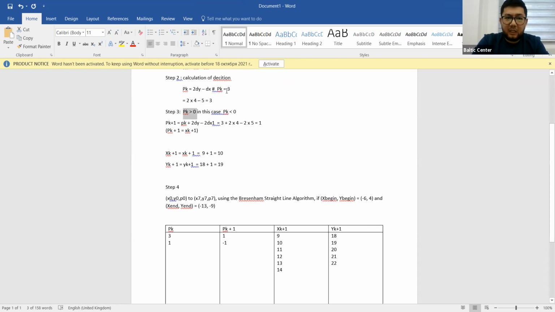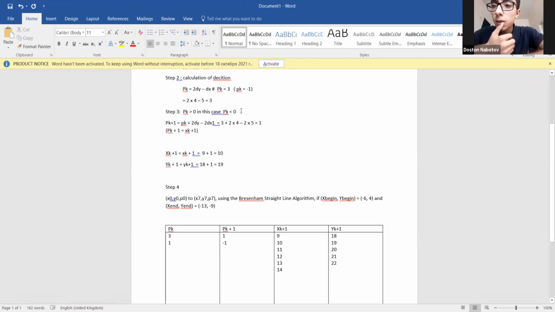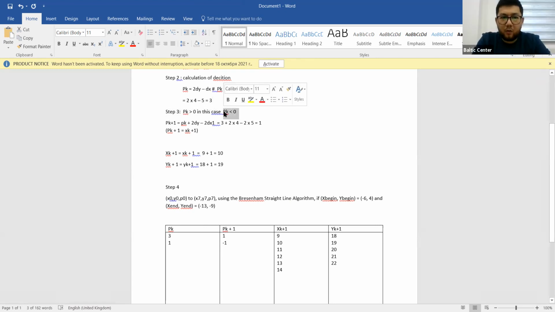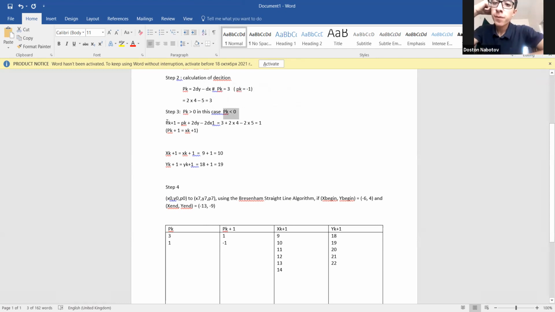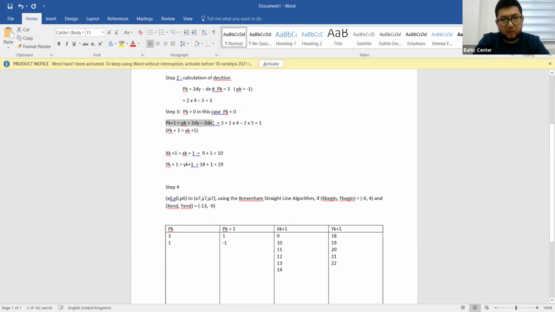What if my pk, let's say for the sake of study, equals minus 1? Is it greater than 0 or not? Lower than 0, of course. It's lower than 0, so we have to use this formula. So how are we going to calculate here? After this, you got the formula. This guy is the formula. This time we need to use decrement, perhaps.